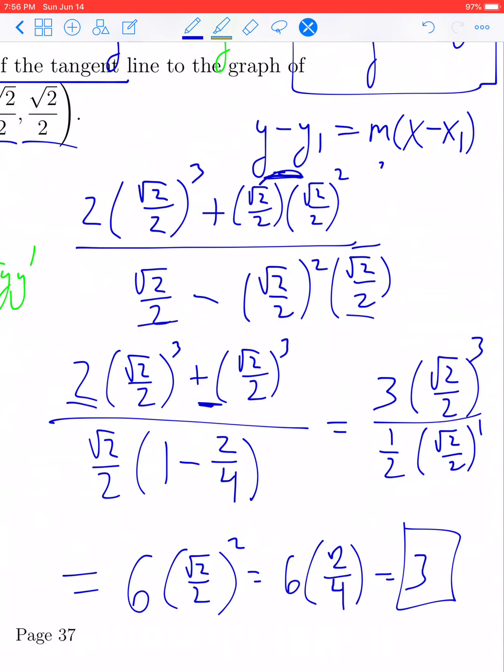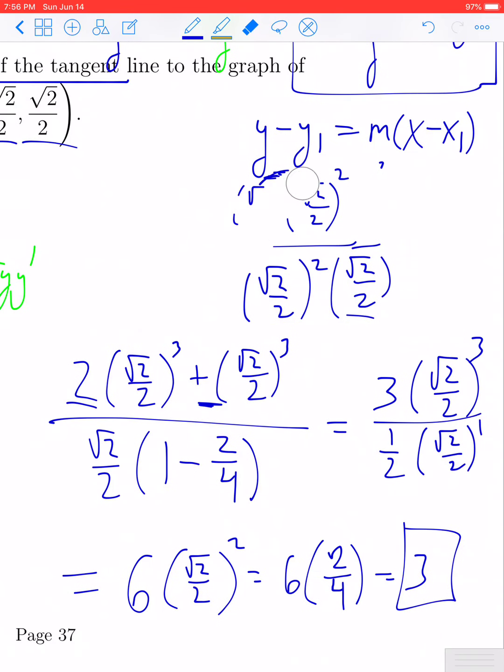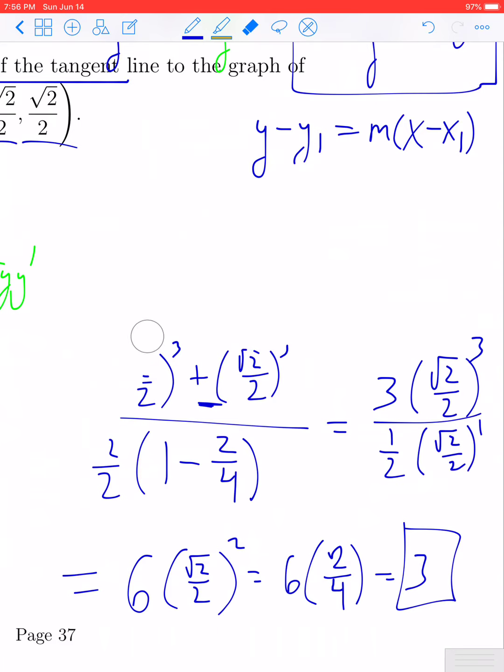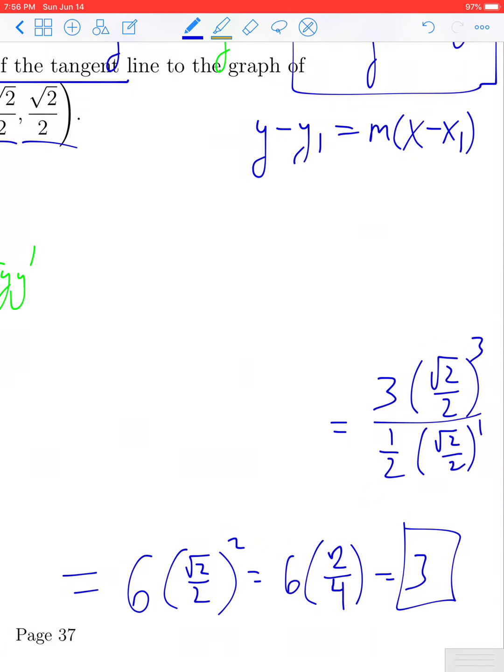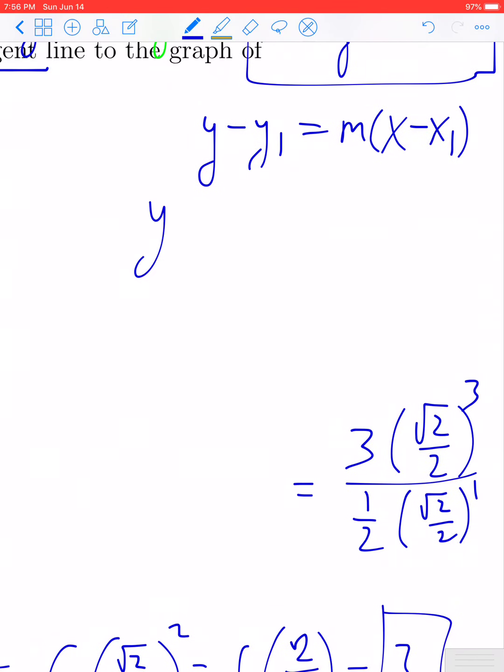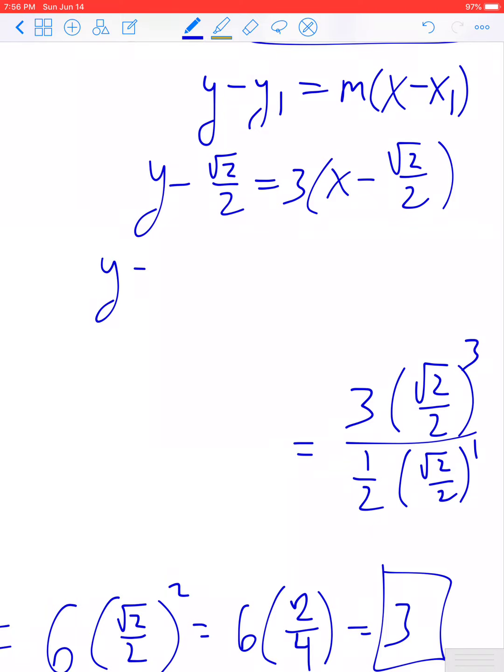And now once we have the slope, we have the point, it's simply a matter of plugging it into the point slope formula. So let's go ahead and do that. It's y minus the square root of 2 over 2 equals 3 times x minus the square root of 2 over 2. We can put it in slope-intercept form if we wish. Distribute the 3 in. This is going to be a 3x minus 3 square root of 2 over 2.